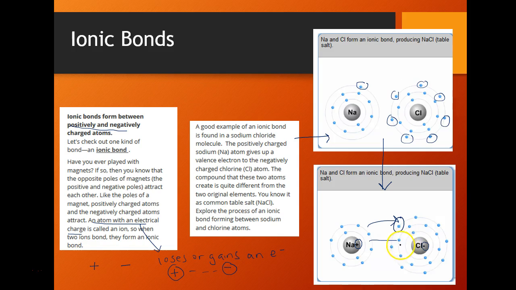So the main thing you need to remember about ionic bonds is that it's a bond formed through the loss and gain of an electron.